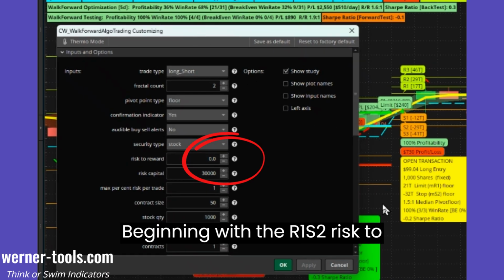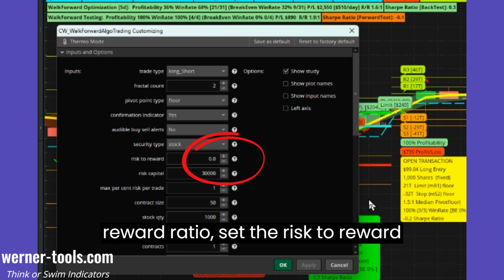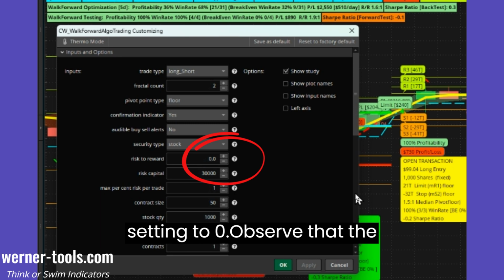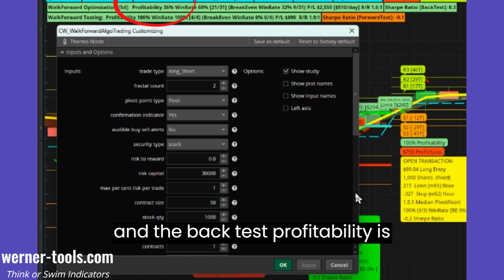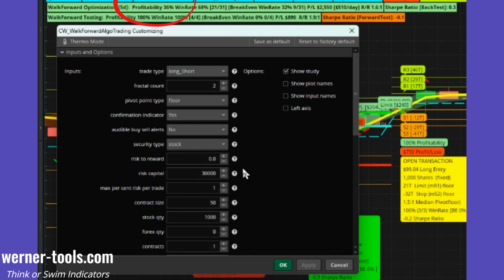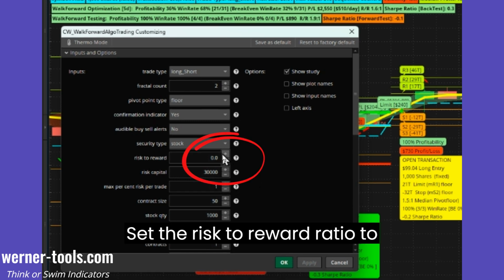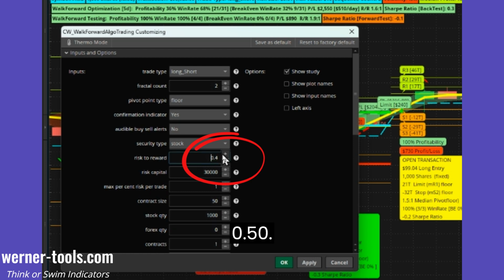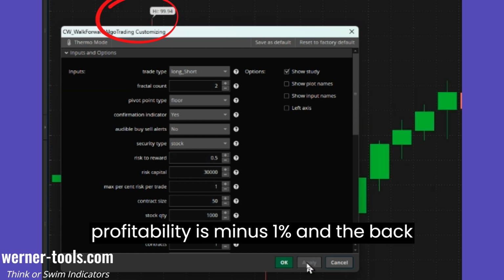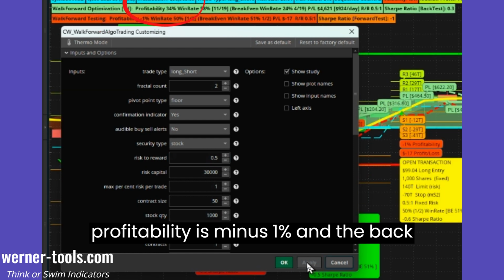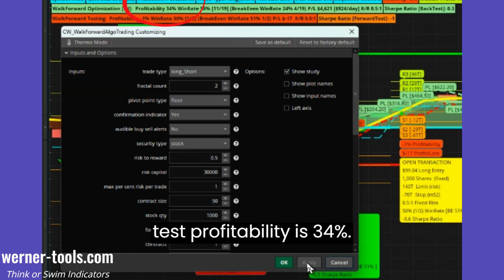Beginning with the R1/S2 risk-to-reward ratio, set the risk-to-reward setting to 0. Observe that the forward test profitability is 100% and the back test profitability is 36%. Set the risk-to-reward ratio to 0.50. Observe that the forward test profitability is -1% and the back test profitability is 34%.